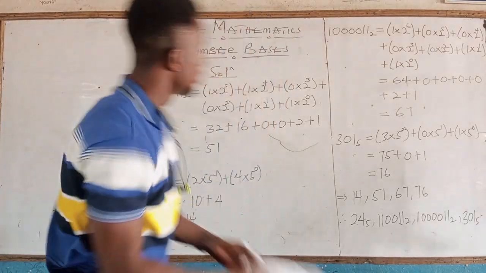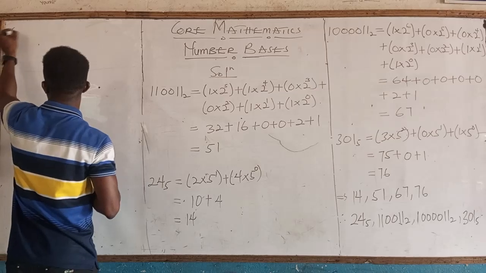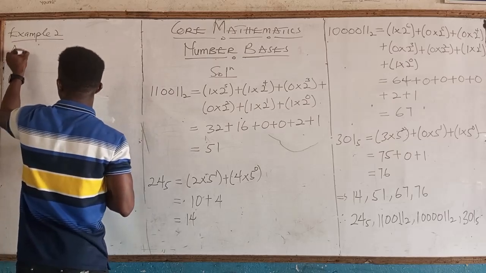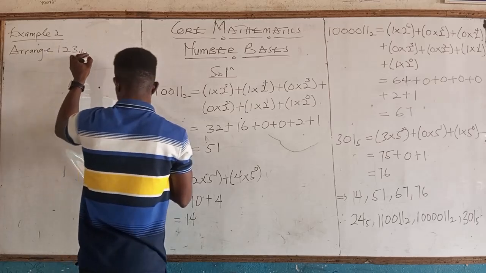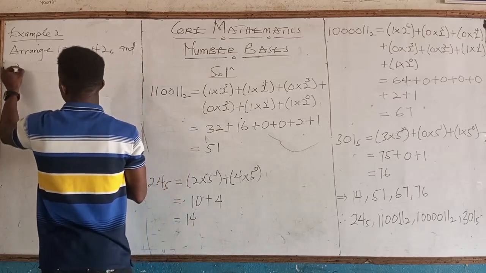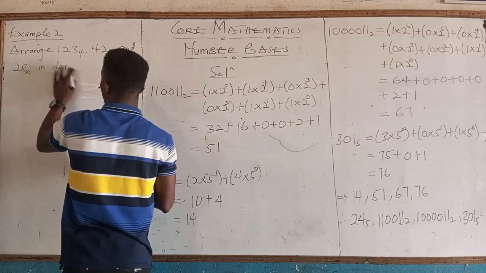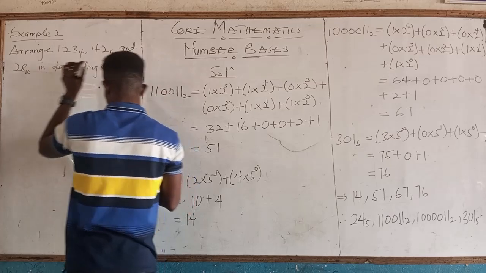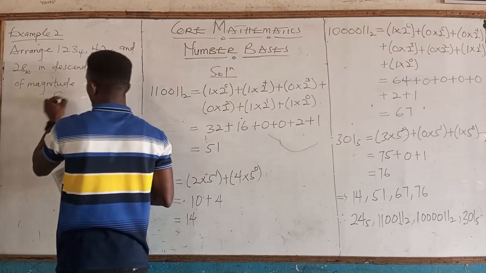Example number 2. And that one says we have to arrange 1, 2, 3 base 4, 4, 2 base 6, and 28 base 10 in descending order of magnitude.